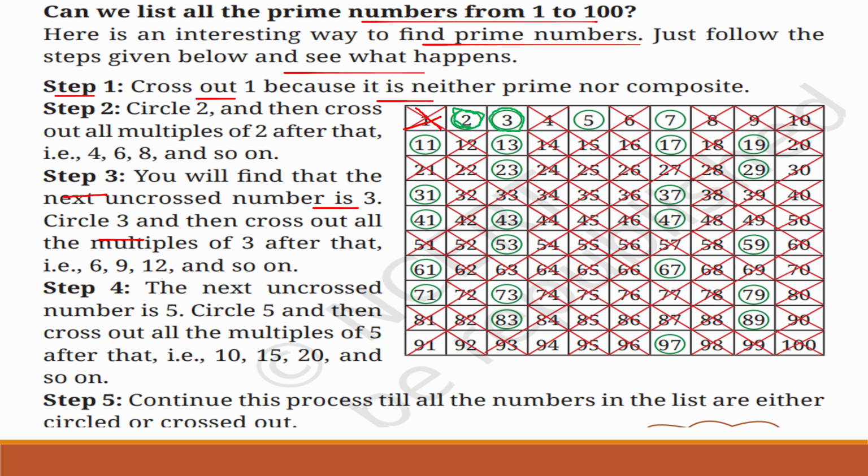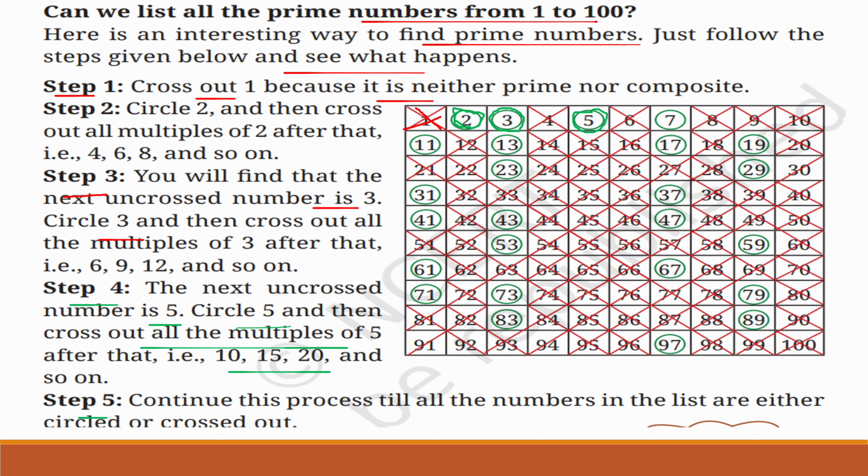Then step 4. The next uncrossed number is 5. So circle 5 and then cross out all multiples of 5 after that. That is 10, 15, 20 and so on. You circle that, and then cross out all other multiples of 5: 10, 15, 20 like that. Then step 5.